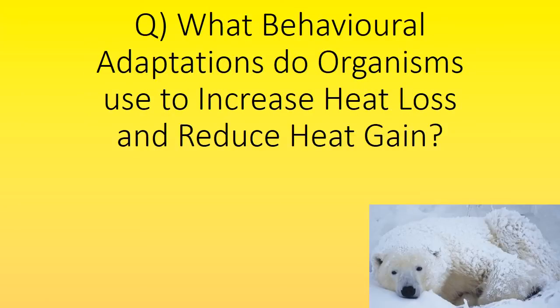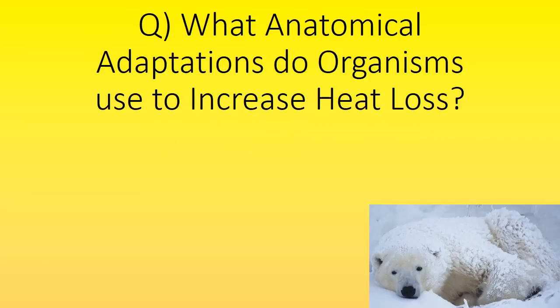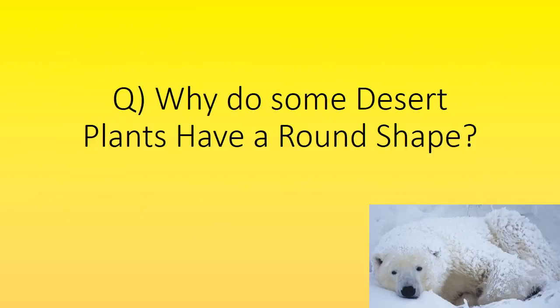What behavioral adaptations do organisms use to increase heat loss and reduce heat gain? Staying in shade, being active at night rather than day, and bathing in water. What anatomical adaptations do organisms use to increase heat loss? Small size. Another way is large ears, which allow more blood to flow near the surface of the skin, meaning heat from the blood can be radiated to its surroundings. Or stored fat in one area allows heat to be lost more easily.